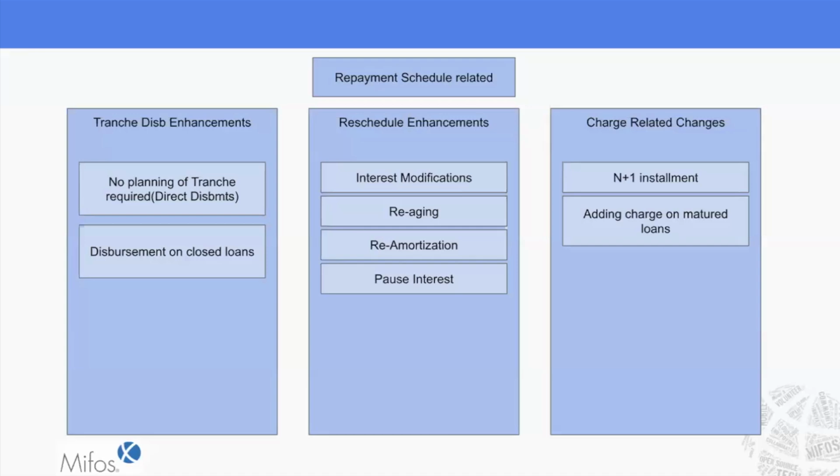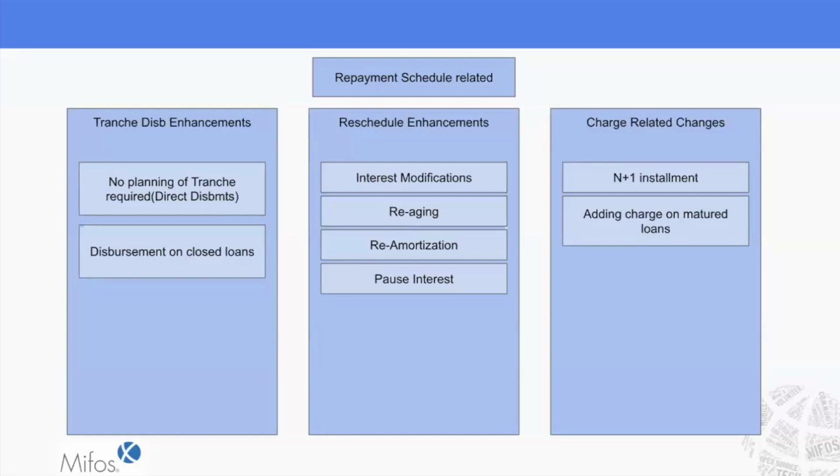Coming to reschedule enhancements, we have introduced new types of reschedule called re-aging, re-amortization, interest modification, and pause interest. Interest can now be modified in the middle of the loan, at the installment level. So we do not have to rely on configuring a floating interest rate or a fixed interest rate at the loan creation time. We can just go to reschedule, select the installment, and say the interest rate will change from that particular installment right away.